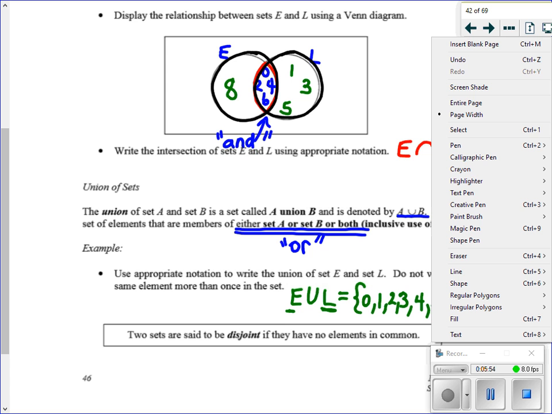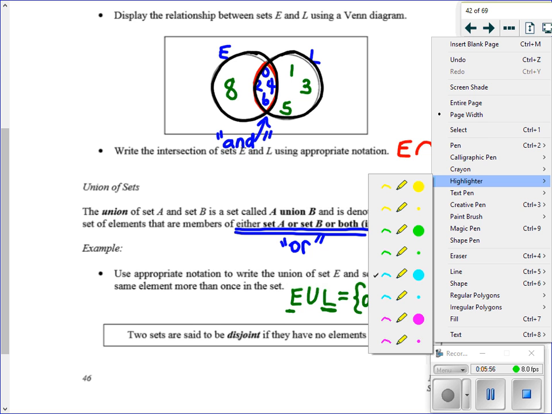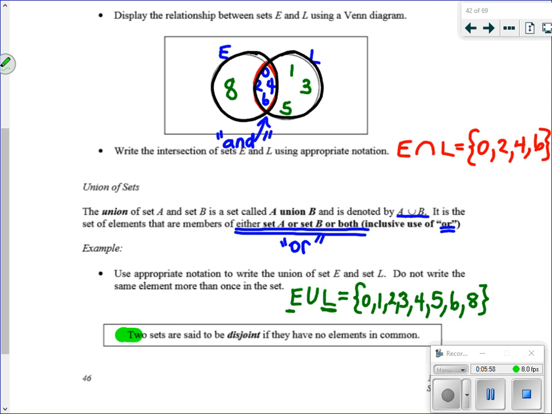Okay, grab your highlighter and just highlight this next sentence here. Two sets are said to be disjoint if they have no elements in common. Kind of like that example we looked at about the Bug Cafe, where that salad set was a set all by itself because it didn't share any elements in common with any of the other foods that people were ordering in the diner.